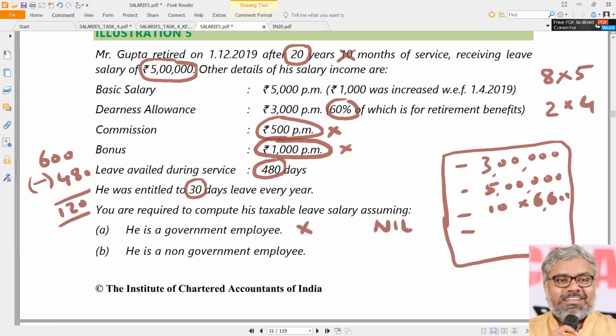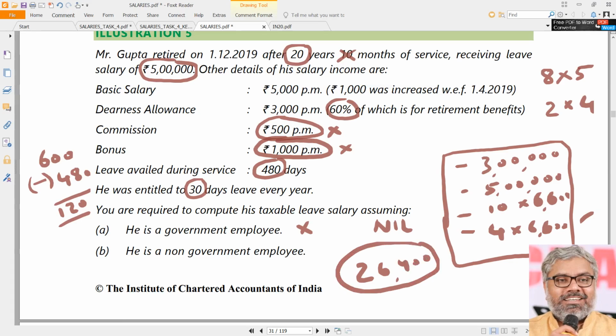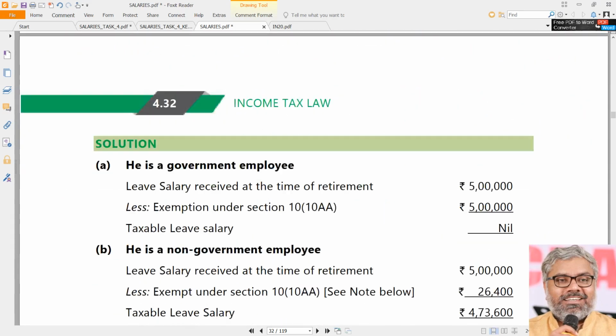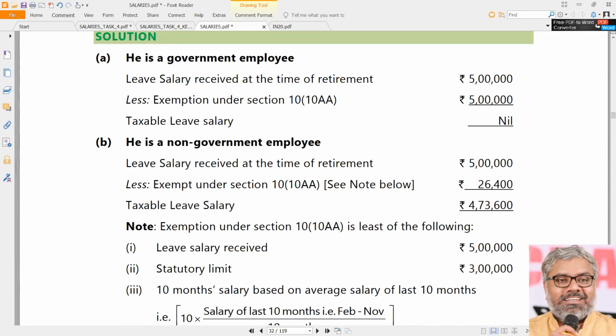Convert that into months. 120 divided by 30, that comes to 4 months. 4 into average salary, that is, 4 into 6,600. Which is lower out of this? Naturally, this will be lower out of this. That is the exemption. 4 into 6,600, that comes to 26,400 rupees, which is the only exemption that is available under section 10(10AA). Taking this as a basis, that is the exemption that is calculated here also, 26,400 rupees.